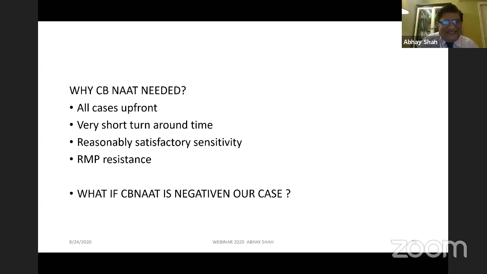Okay, good. But suppose in this case, CBNAAT is negative, what will you do? Let us presume that CBNAAT was negative, CSF, everything is normal. What will you do in this case? You can go for culture. We should go for culture. Culture will take a little more time, but what will you start in that case?